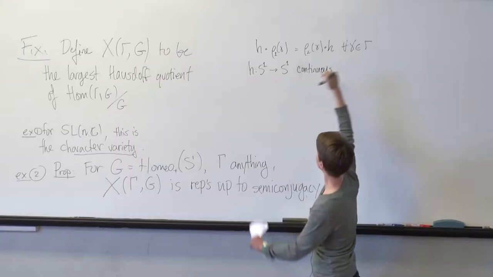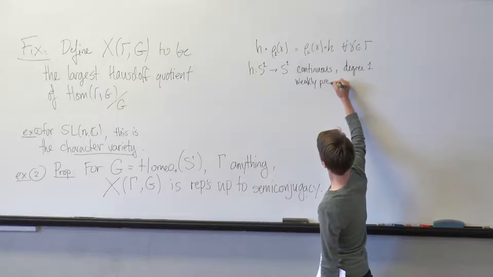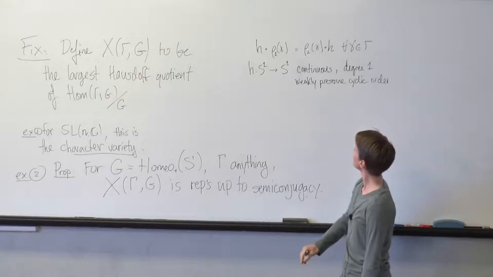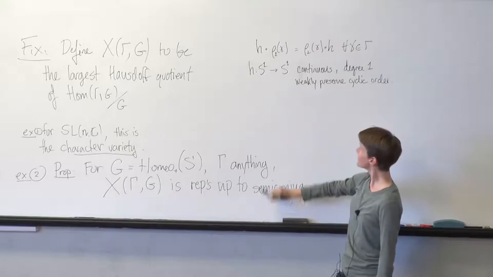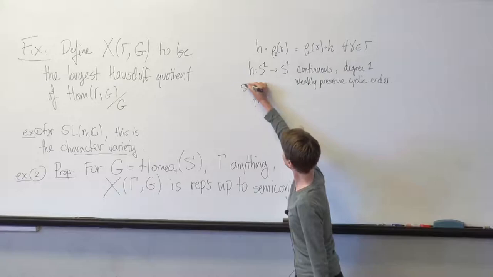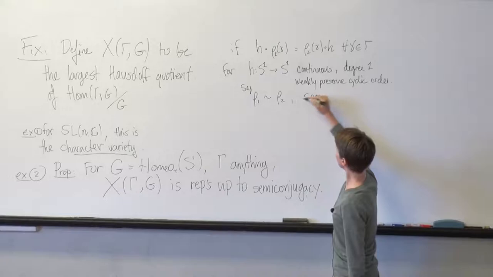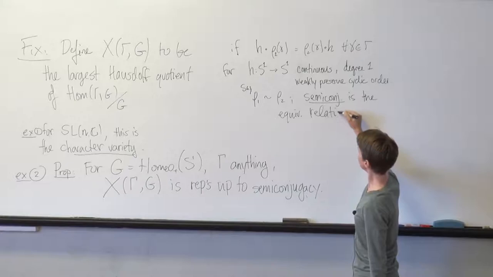So continuous, and degree 1, and I want you to weakly preserve cyclic order. Okay, so you can collapse intervals to points, but you can't go back and forth and screw things up too badly. Okay, so this is an example of two representations being semi-conjugate. So it's like conjugate, but slightly weaker. And I'll say that semi-conjugacy is the equivalence relation generated by this. So if this happens for some h, say rho 1 is equivalent to rho 2, and semi-conjugacy is the equivalence relation this generates.